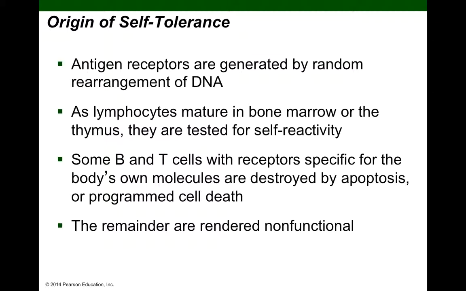Because the receptors are made through a random process, sometimes they'll be able to bind to proteins on our own cells, and we don't want that to happen. So before they fully mature and are released into the body, they need to undergo a final exam called self-tolerance. Basically, they are shown an epitope from our own cell, and if they bind and react, then they'll need to be destroyed by apoptosis. The ones that pass the test will be allowed to go out and find foreign molecules.